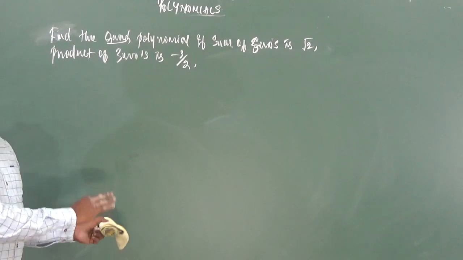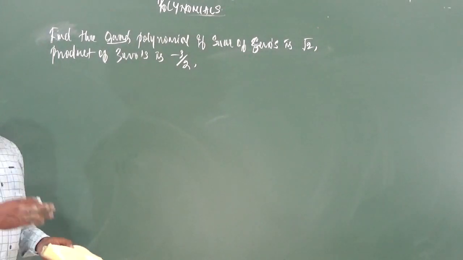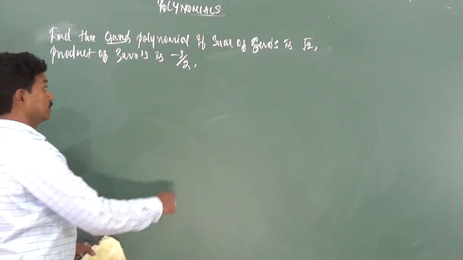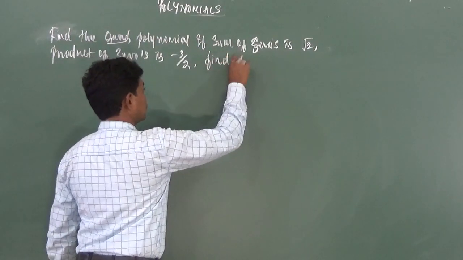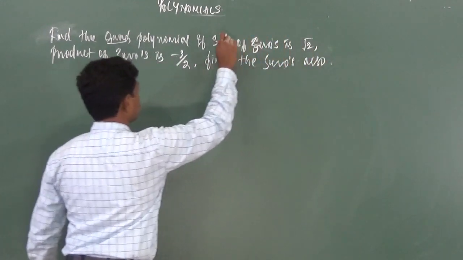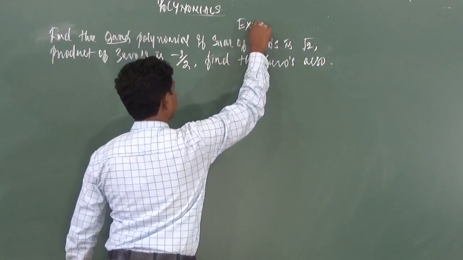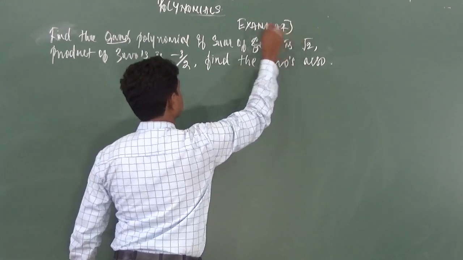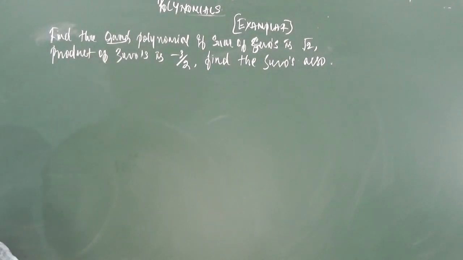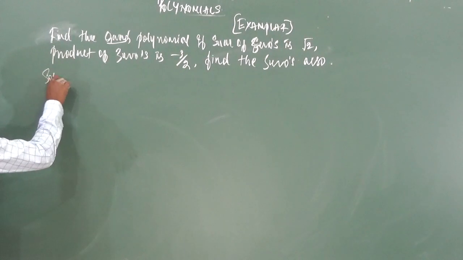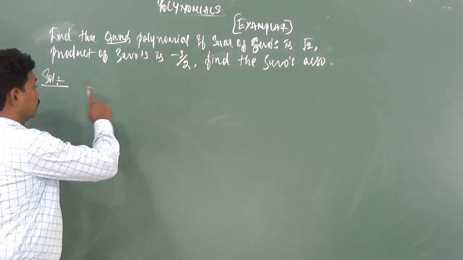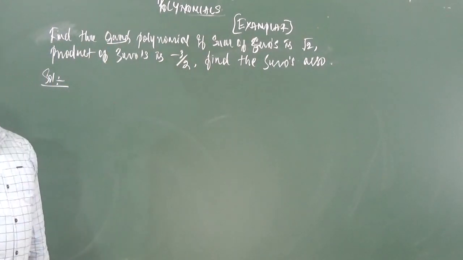So the same method that we have done until now, we will do it. Along with that, we have to find the actual zeros of that polynomial. So find the zeros also. It is from the NCERT exemplar problem, which was asked in one of the examinations in CBSE. So it's an important problem. Let us solve it. Find the quadratic polynomial if sum of the zeros is root 2, product of the zeros is minus 3 by 2. Find the zeros also.